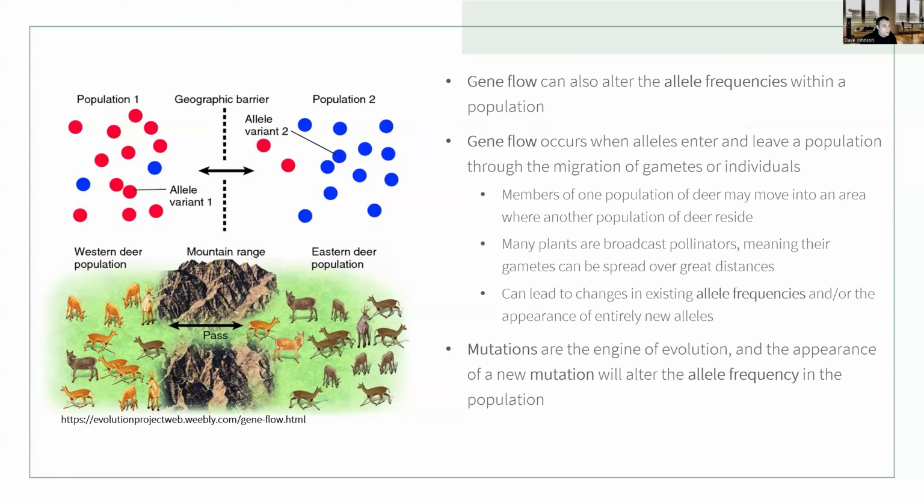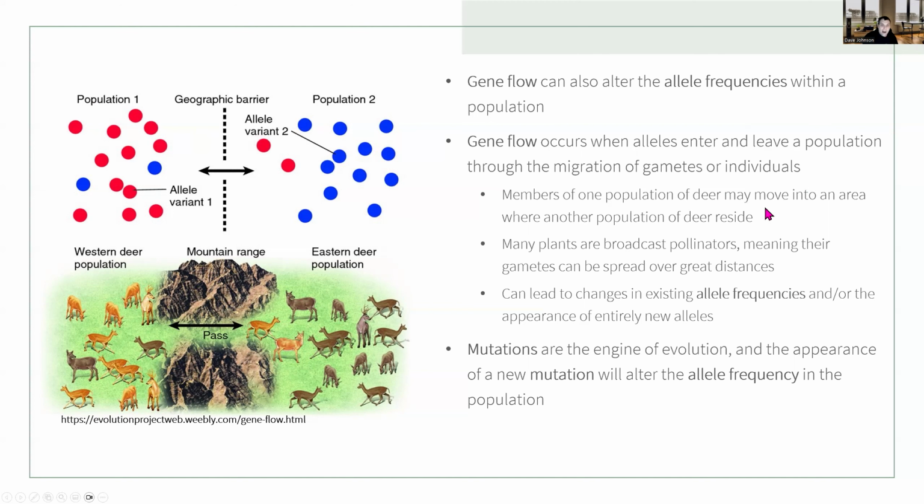Some other examples could be gene flow. So gene flow is another way in which we get introduction of new alleles or the exiting of existing alleles from a population. So gene flow is another way in which allele frequencies can change without adaptive selection occurring, without natural selection, okay? So gene flow occurs when animals enter and leave a population through migration. We can say the migration of gametes or individuals.